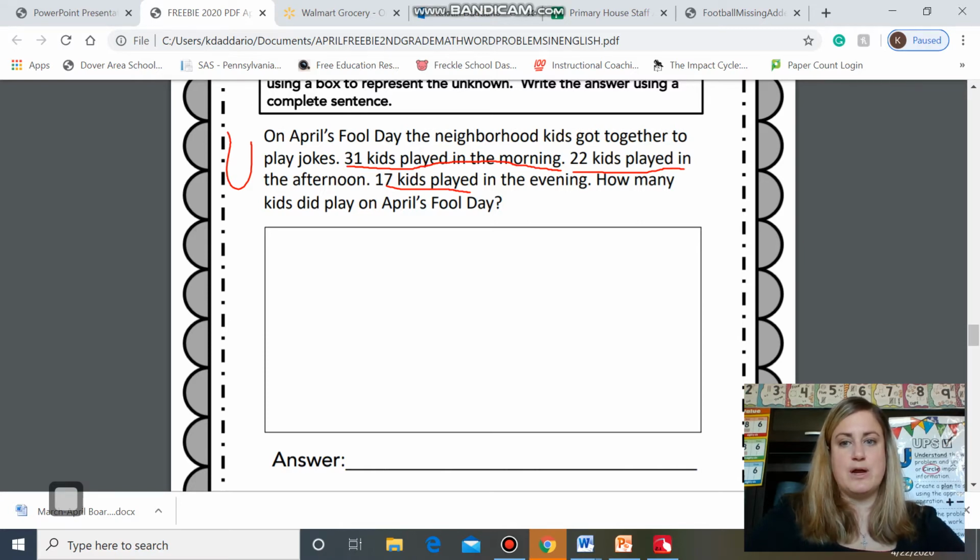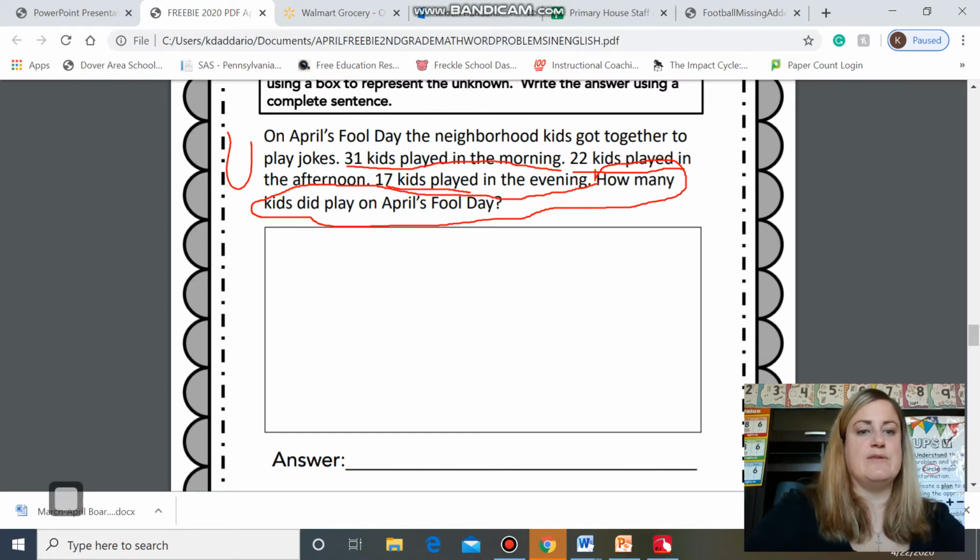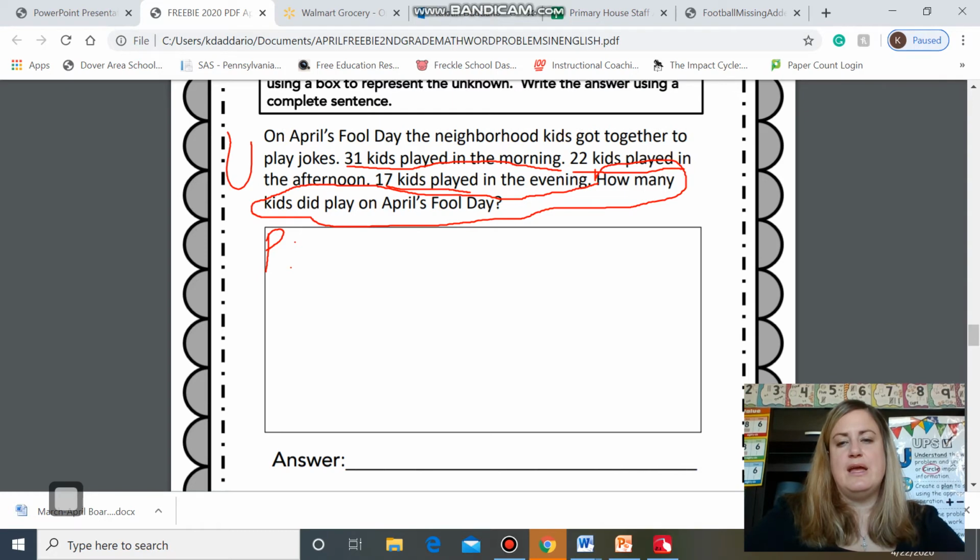So this is the part where I need to focus on my question because this is going to help me figure out my plan, which is my next step. So if I go down into my box and I make a P for plan, I'm going to think, what is my question asking? How many kids did play on April Fool's Day?